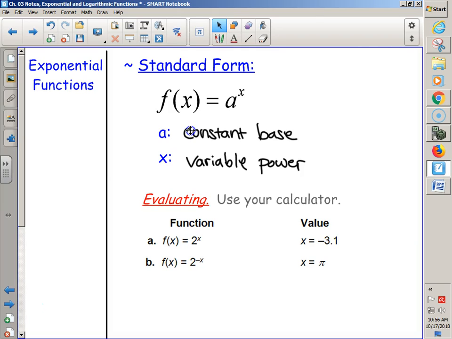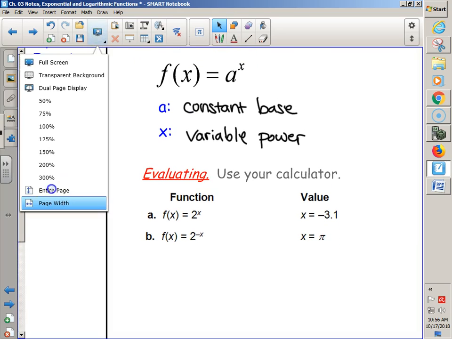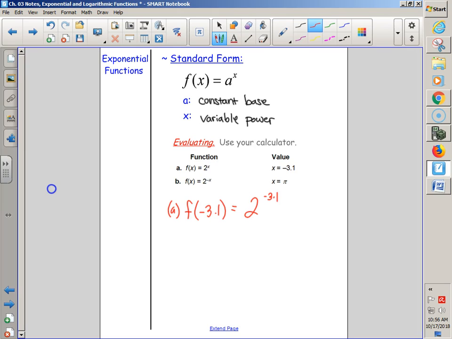So if you were to get some sort of problem where it's like, hey, the function is 2 to the x, and then figure out the function value at negative 3.1, we could actually just go old school. Plug it in, function notation. We would find f of negative 3.1. We're doing the substitution over here. We would plug it in. Negative 3.1 would go in the exponent.